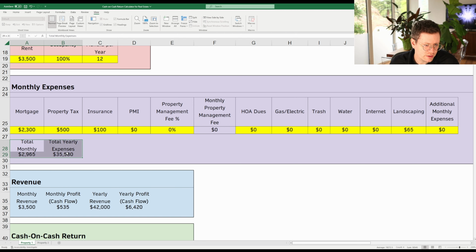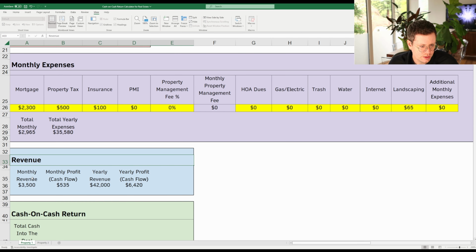So right below here, you can see that it calculates your total monthly expenses and also the yearly expenses, which is going to be important for calculating the cash on cash return. Next is the revenue section. So your monthly revenue is based off of those rental estimates above, and then your monthly profit or cash flow basically just subtracts your monthly expenses, and then we extrapolate that out for the year to get our yearly cash flow, which is what we need for our cash on cash return calculation.